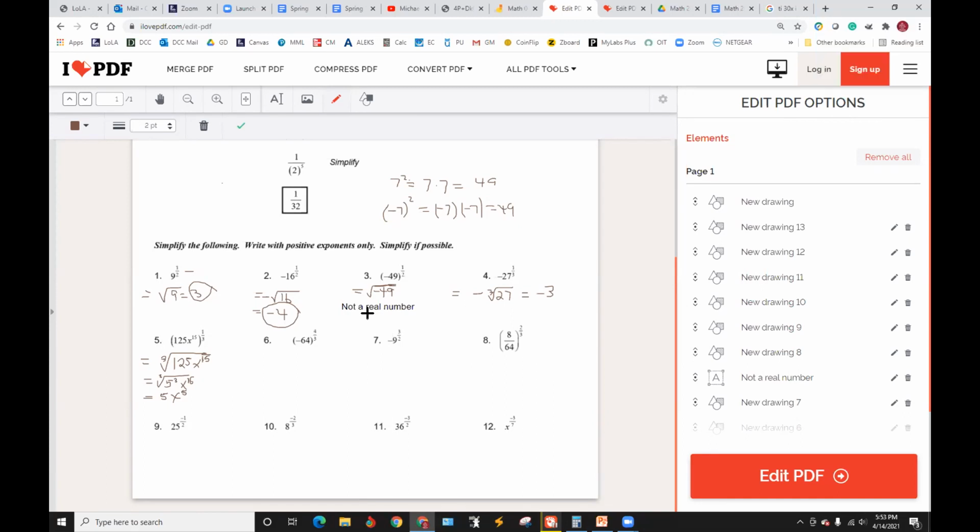Because remember, real numbers are the highest form of numbers we know about so far, and we're going to learn about complex numbers at the end of chapter 11. I'm sorry, 7.